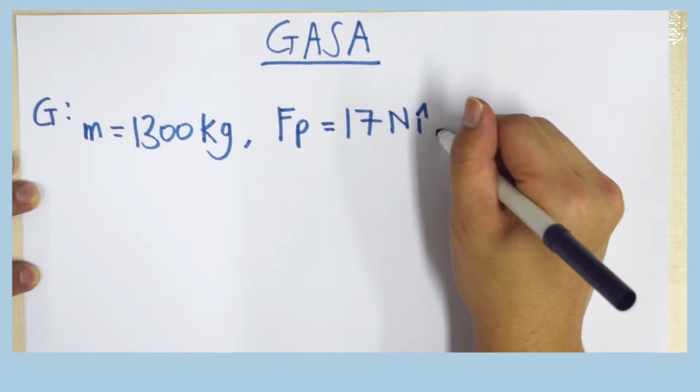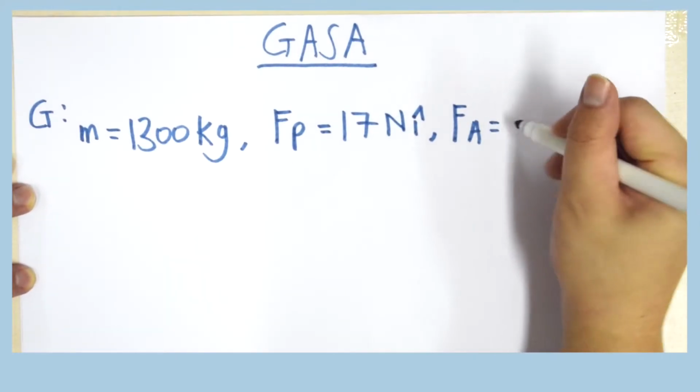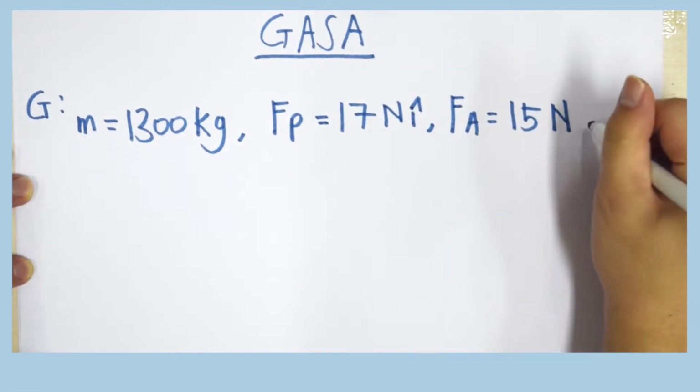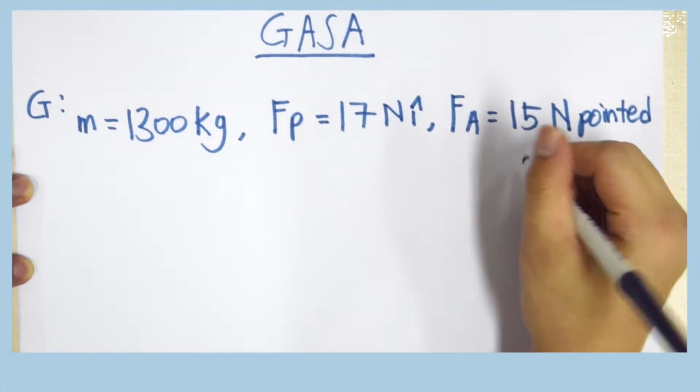The wind also exerts force which we call force A on the raft with a magnitude of 15 Newton and 0.67 degrees north of it. Ignoring any resistance from the water, find the raft's acceleration and express it in a vector notation. So the given is m equals 1,300 kilograms and 17 newtons.